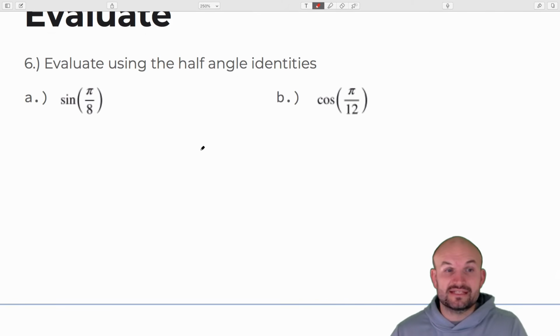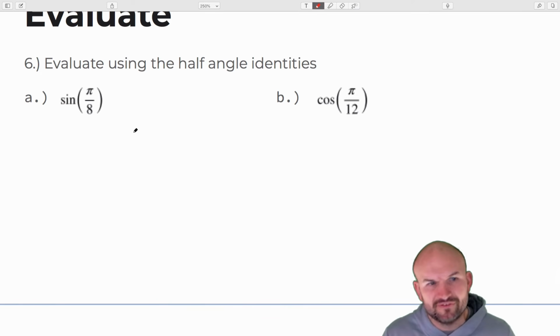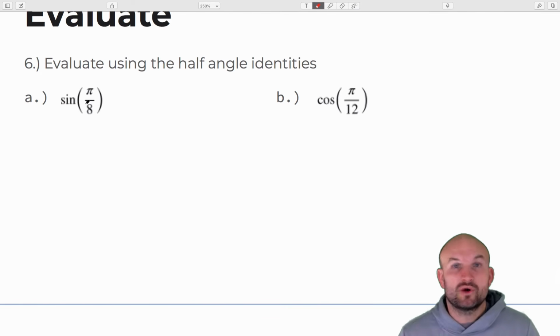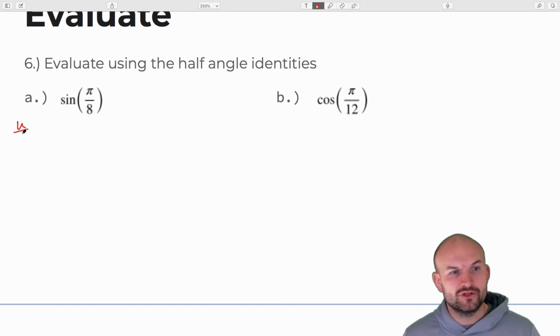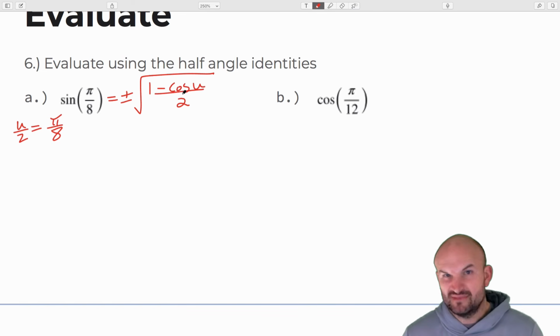All right. So on this first example, I think the most difficult portion to understand here is what our angle is. So remember, we're going to evaluate using the half angle identities. So therefore, we can say u over 2 is equal to pi over 8. Now remember the formula here for sine is going to be plus or minus the square root of 1 minus the cosine of u, divided by 2. That's it, right? So if this is u over 2, then we just need to figure out u, which is going to be pi over 4.